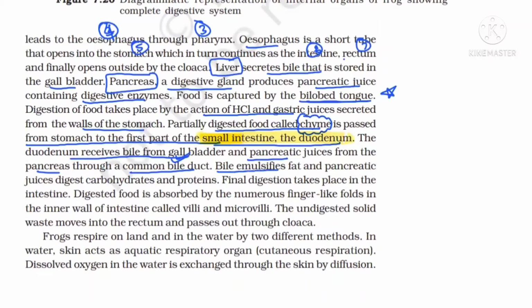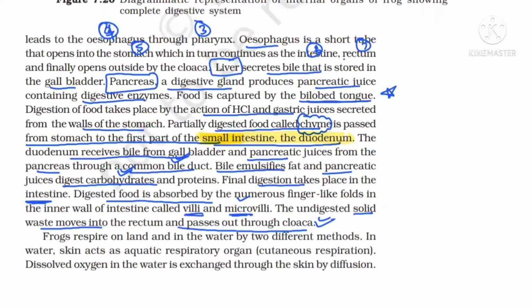Bile's work is to emulsify fat, and the pancreas will digest the carbohydrate and protein. Final digestion takes place in the intestine. Digested food is absorbed by villi. Villi cells will have microvilli also, and the undigested food will pass into the rectum and finally out through the cloaca. So I think the digestive system is very easy, similar to ours.